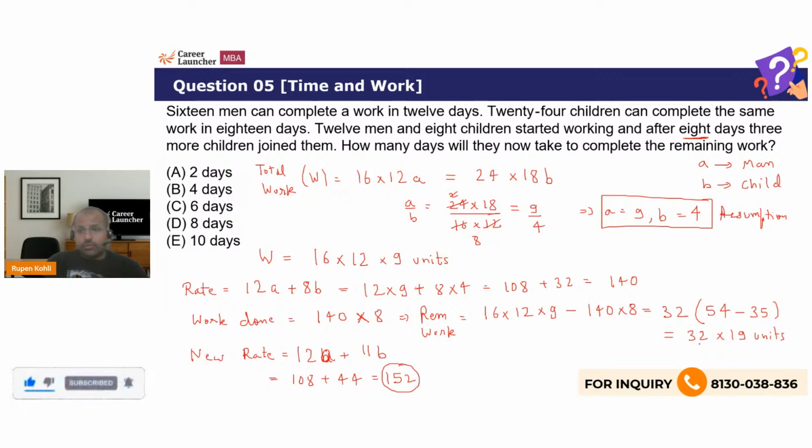This is the work to be done. Hence, you can find the time. Last step, time is work upon rate. Work is 32 into 19. Rate is 152, which is 19 into 8. I'm left with 4, 32 by 8. 4 days will be required. So I think quite comprehensive question and a very typical question on team-based problems in time and work.